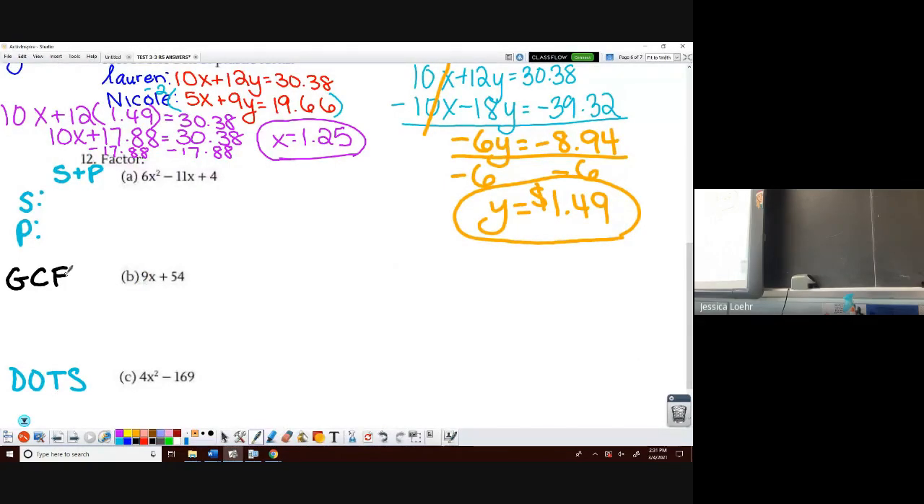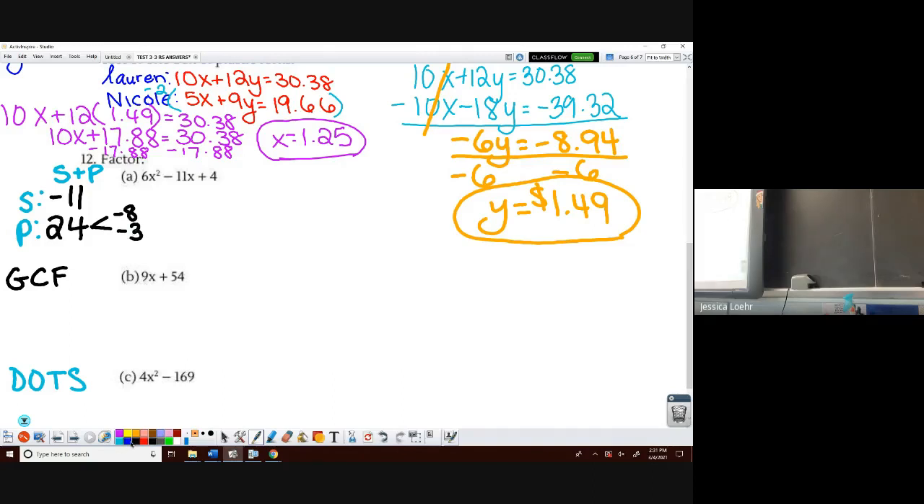So, sum and product. What's the sum for A? You can just say it. -11. What's the product? 24. Good. First times last is the product, 6 times 4, sum is in the middle. Find the pair that multiplies to 24 and adds to -11. -8 and -3, good.